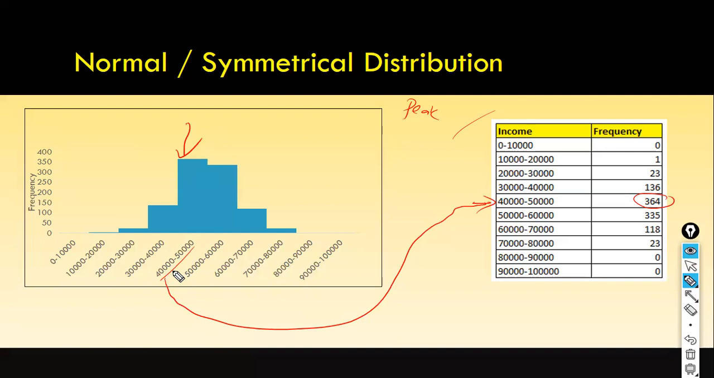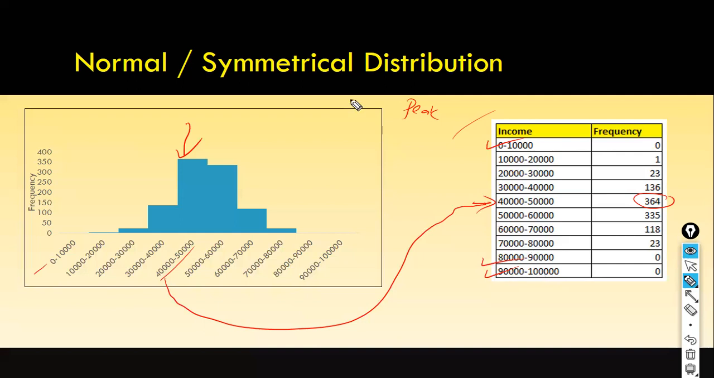What are the least common income ranges? 0 to 10,000. And what other values? See, this is the one, right? Least income: 80,000 to 90,000, and 90,000 to one, this one. In these ranges, we don't see any individuals falling in these brackets, right? In this case, these are the least common income ranges.